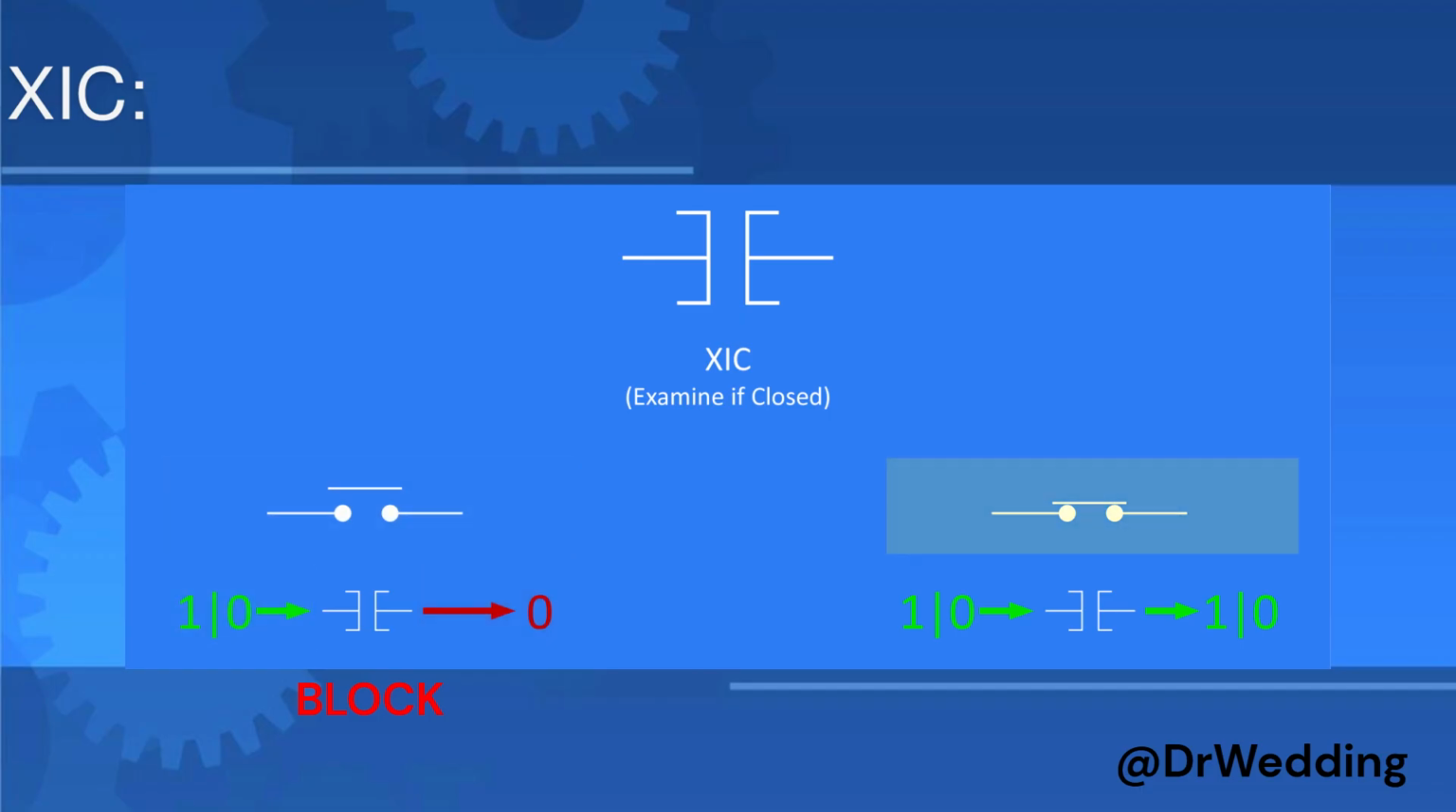When the switch is closed, the XIC will pass the input to the output. If there is a logical 1 on the input, there will be a logical 1 on the output. And if there is a logical 0 on the input, then there will be a logical 0 on the output. This is where some beginners make a mistake. When the button is pressed, it does not output a 1 or a positive voltage. It just passes exactly what is on the XIC input to the XIC output.